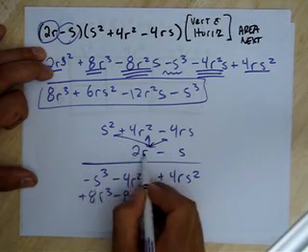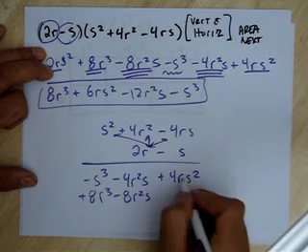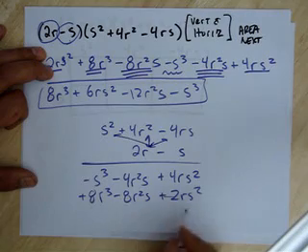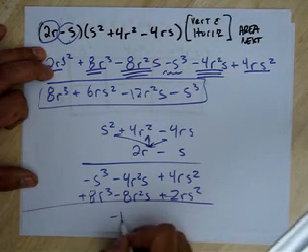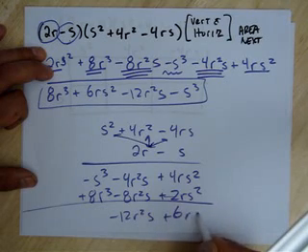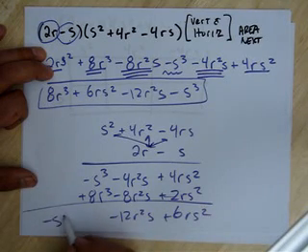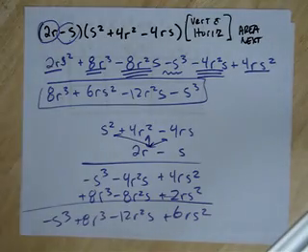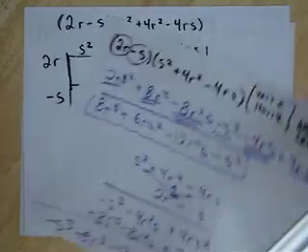And this guy, 2r times s squared is 2rs squared. I'm going to write it over here because it's under this guy. Positive 2rs squared. Add my like terms: negative 12r squared s, 6rs squared, and negative s cubed plus 8r cubed. Okay, same thing, right? It's another example.